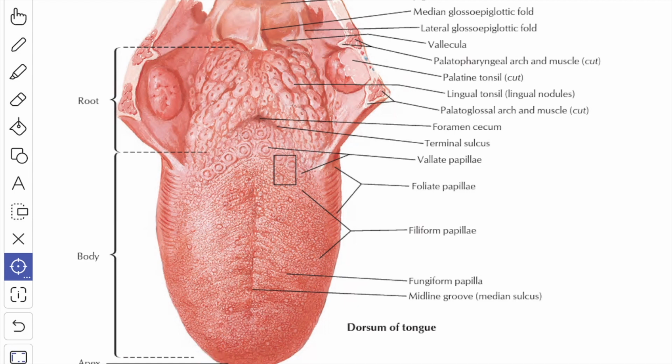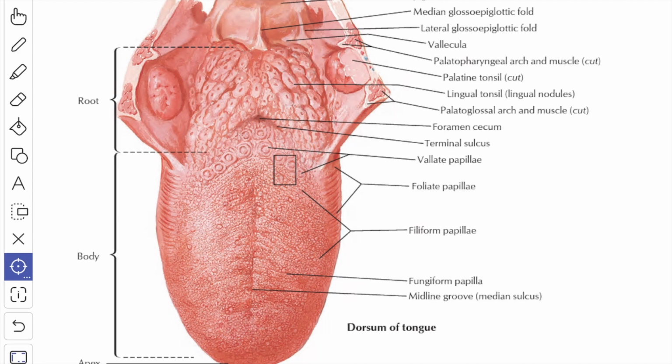The tip is directed forward in contact with the incisor teeth. And the base is directed backward towards the oropharynx, and it is formed by the posterior 1/3 of the tongue. The base is connected to the epiglottis by a median glossoepiglottic fold and a pair of lateral glossoepiglottic folds. On each side of the median fold, there is a depression that is known as the epiglottic vallecula. So this is the epiglottic vallecula.